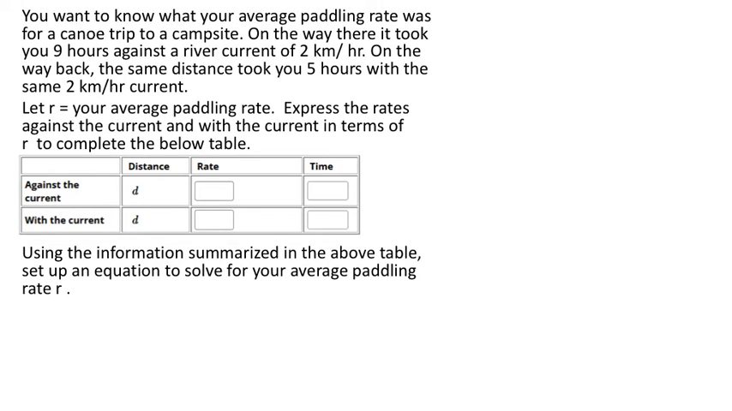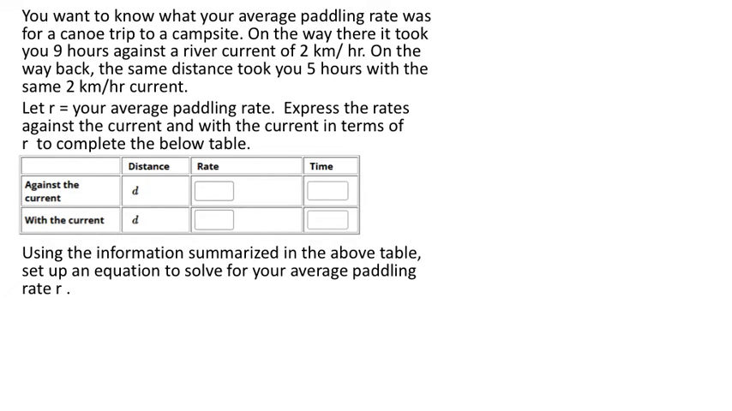You want to know what your average paddling rate was for a canoe trip to a campsite. On the way there, it took you 9 hours against a river current of 2 kilometers per hour. On the way back, the same distance took you 5 hours with the same 2 kilometer per hour current. Let R equal your average paddling rate. Express the rates against the current and with the current in terms of R to complete the table below.